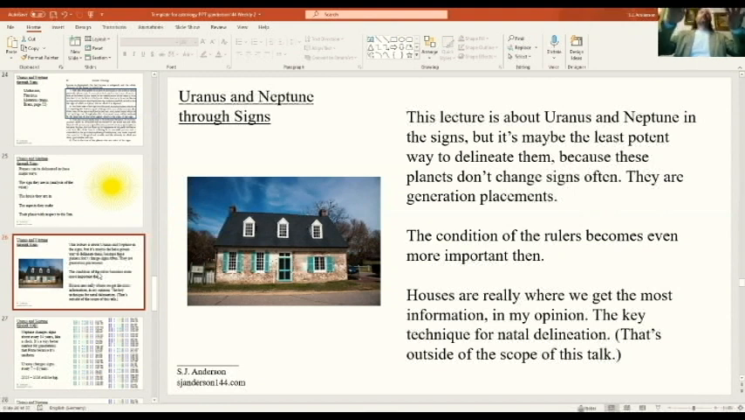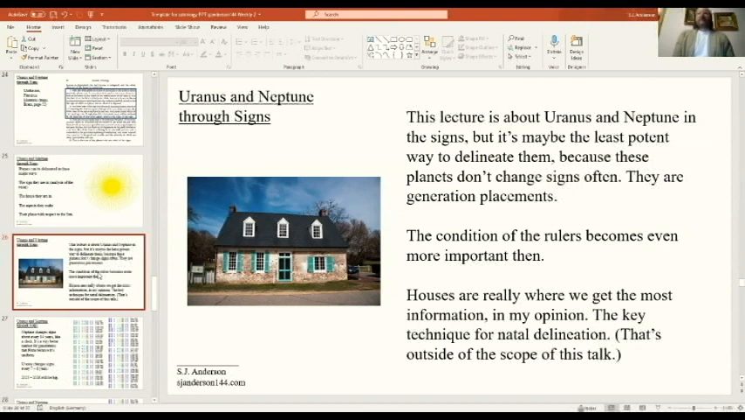So it's a whole other layer here of analyzing where the ruler of the sign is and its condition in the chart. I'm not going to do much of that in this lecture because it's kind of an advanced technique, an essential but advanced technique. But this is when we can start distinguishing nativities. When you have 5 nativities with Neptune in Pisces, how are they different? Well, you just look at where Jupiter is, because Jupiter rules Pisces. Or let's say Neptune in Gemini, Mercury moves much faster. You're going to have a whole different set of significations with 5 nativities with Neptune in Gemini, because Mercury is so varied.